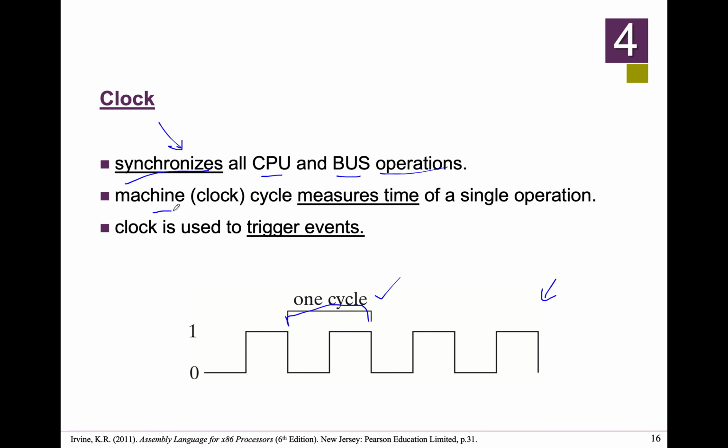Next is your machine clock, which is the cycle measurement time of a single operation. If let's say you have until this cycle measurement, so this is the operation time, which is one single operation. And then the clock is used to trigger events. Last time in your digital logic you learned that you're going to be triggered when you have a positive edge, or maybe a negative edge, then you're going to trigger your output.